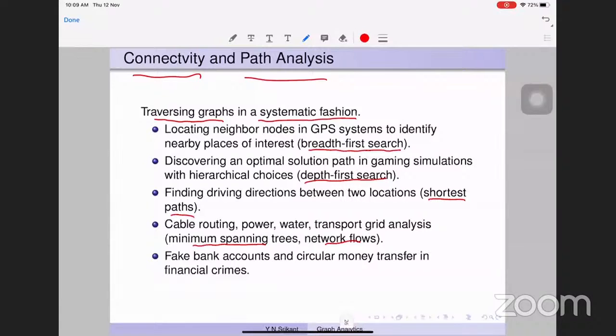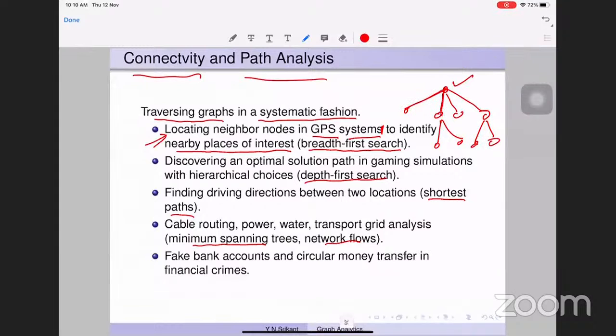But let me give you examples. Locating neighbor nodes in a GPS system, to identify nearby places of interest. So in other words, I am standing here. These are my coordinates. So I want to look at all possible nearby places of interest.